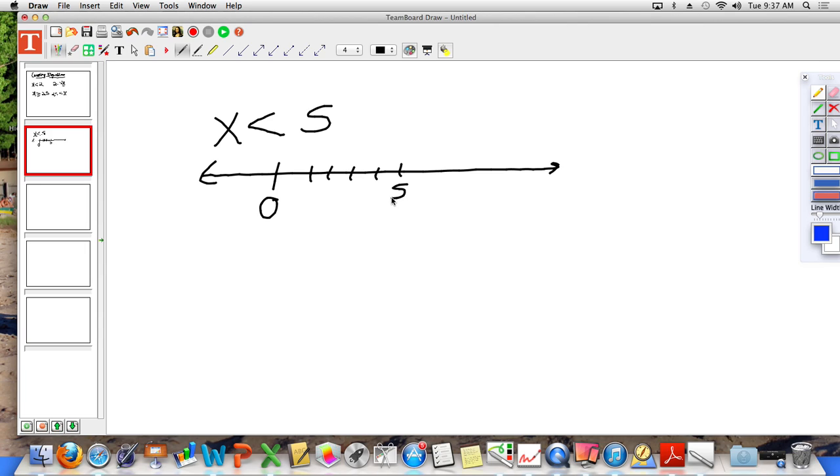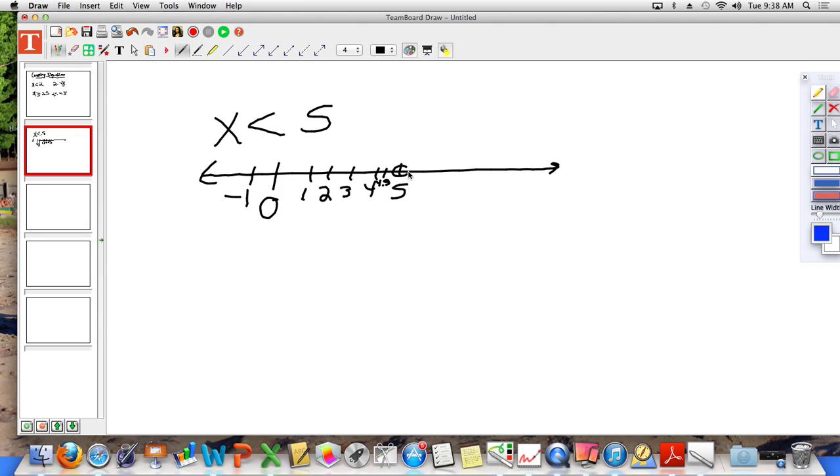Is 0 less than 5? Yeah. Is 1 less than 5? Yeah. Is 2 less than 5? Yeah. Is 3 less than 5? What about 4? What about -1? Is that less than 5? Yeah. What about 4.5? Is that less than 5? Yeah. What about 5? Is 5 less than 5? No, it's equal to it. It's equal to 5. So watch what I do.